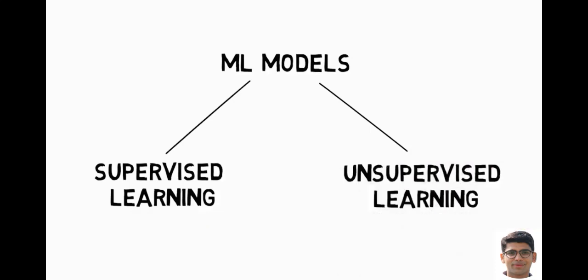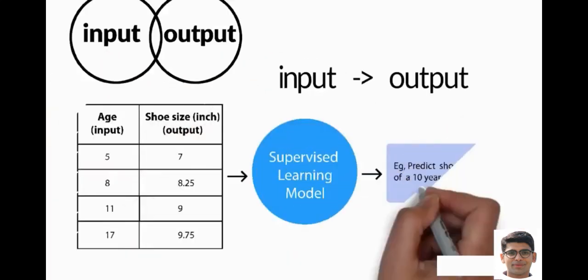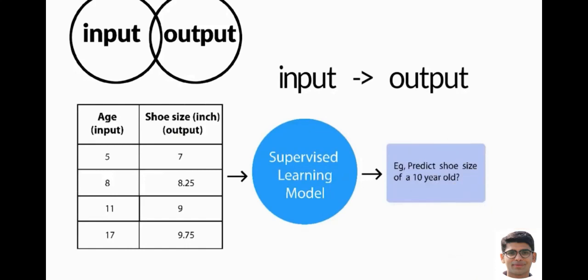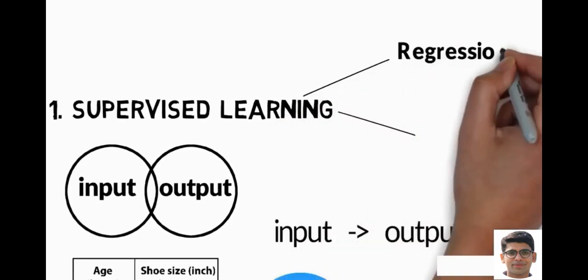Number one, supervised learning. It involves a series of functions that maps an input to an output based on a series of example input-output pairs. For example, if we have a data set of two variables, one being age, which is the input, another being the shoe size as output, we could implement a supervised learning model to predict the shoe size of a person based on their age. Further, with supervised learning, there are two subcategories: regression and classification.